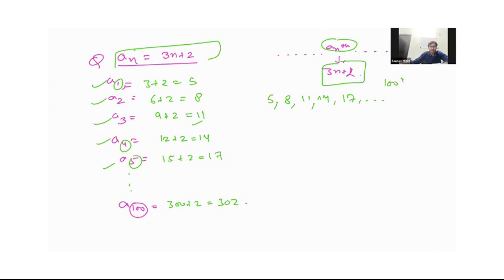My 100th place will be a100, so it will be your 302, and the nth place will be an. An is equal to 3n plus 2. So don't confuse it with the last term. This an is not your last term. It can be the last term, but we cannot say it is strictly the last term. It is just a number in between the sequence.